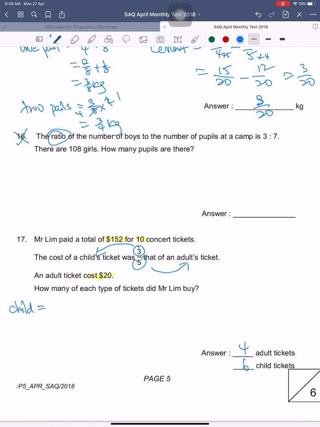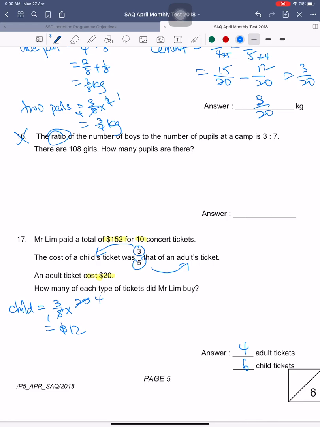The child ticket is 3/5 of the adult's. So to find out the cost of each child ticket, you get 3/5 times $20, because that is the adult ticket. Divide by 5, divide by 5. So each child ticket is $12.